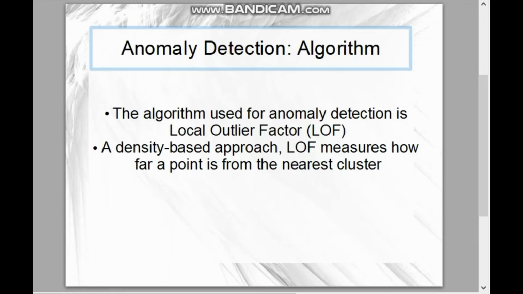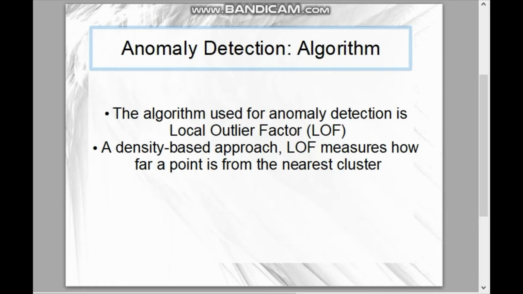Okay, I will start talking about my section of the World Happiness Report project. My data mining assignment was to do anomaly detection. The algorithm that I've used here is local outlier factor, which is a density-based approach. It measures how far a point is from the nearest cluster. You use whatever distance measurement you're using. For me, it was Euclidean.